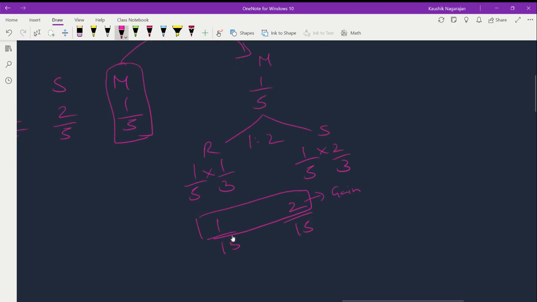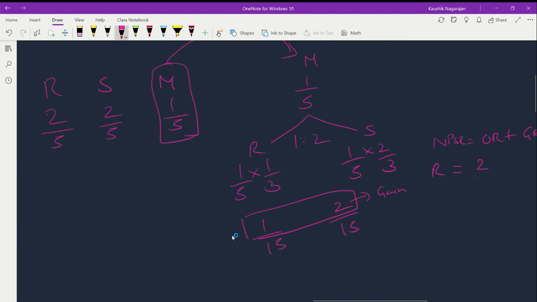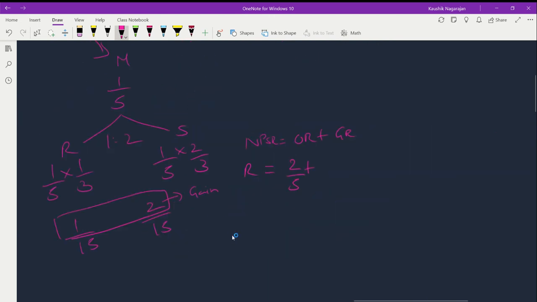Now we need to derive the new profit sharing ratio. So NPSR will be found out in such a way: the old ratio plus the gaining ratio. That is again what you got. So according to that, first we'll calculate for R. For R, the old ratio is 2 by 5 plus the gain that we got, 1 by 15. So adding this, you need to take the LCM for 5 and 15. This gives you the value 15 as the LCM. So 5 into 3 and 2 into 3, that means 6, plus 15 into 1 and 1 into 1, 1. So this gives me 7 by 15.